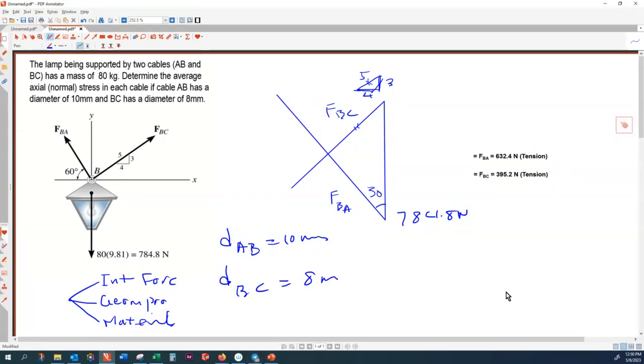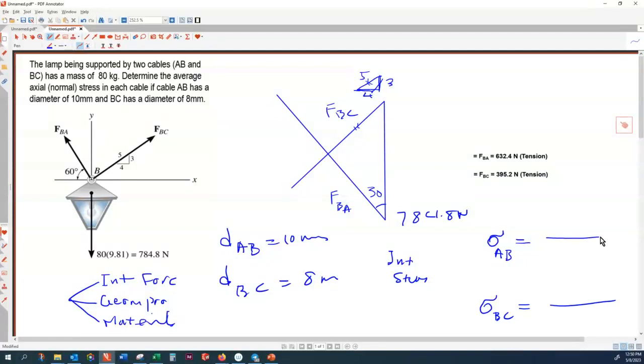Okay, in this case, I know the internal forces. What about the geometrical properties? I have the diameter. So let's find out the internal stresses. In this case, the force is perpendicular to the cross-sectional area, so I'm using the term sigma. Sigma is the stress of AB, that is the normal internal stress inside AB. And I also can find the normal internal stress over BC.